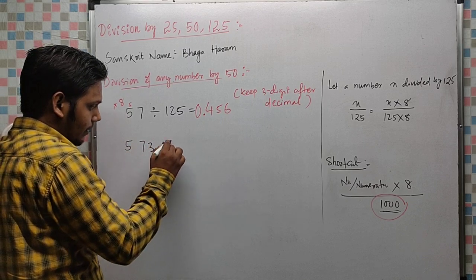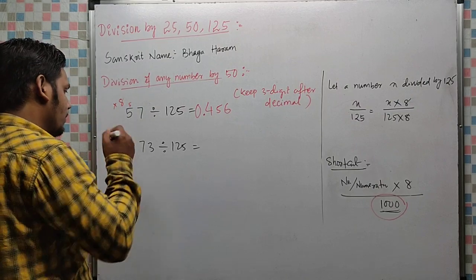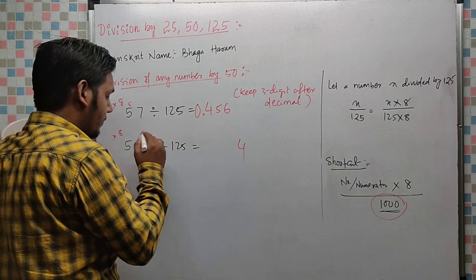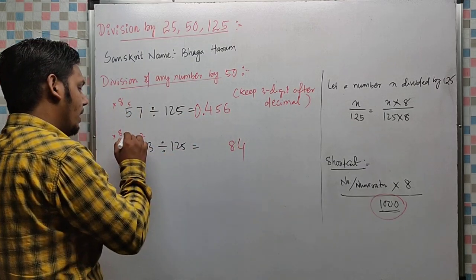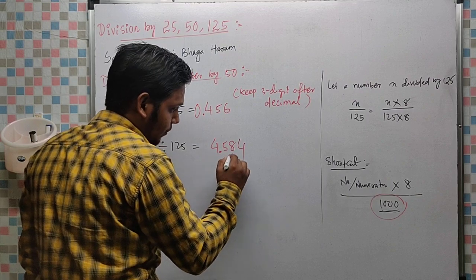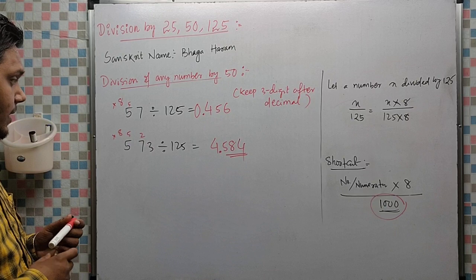Any 3 digit number, suppose 573 divided by 125 into 8, you have to do 8 3 24, 2 8 7 56, 58, 5 8 5 40 45. 4.584. 3 digit you have to keep after decimal, because 125 you have to keep 3 digit.